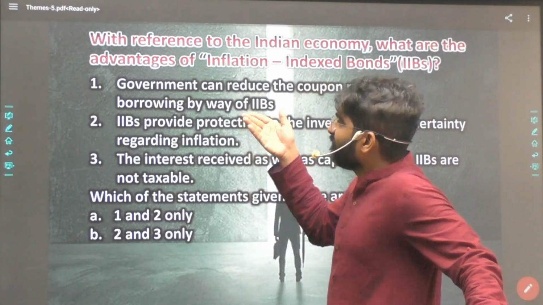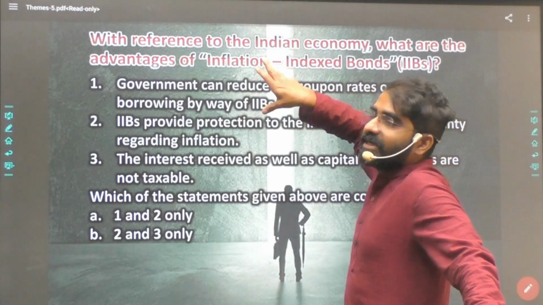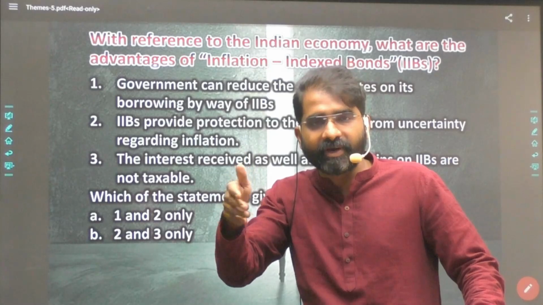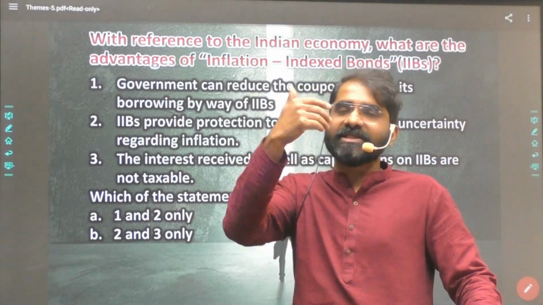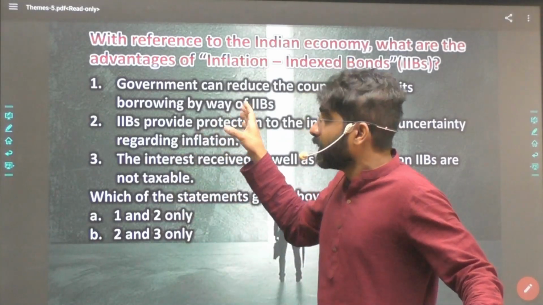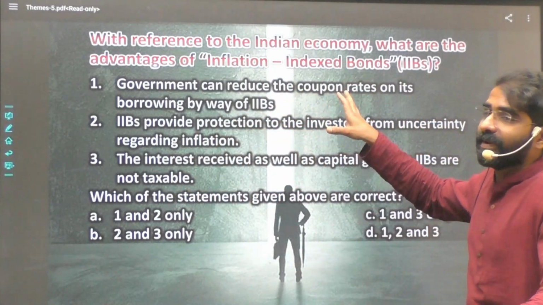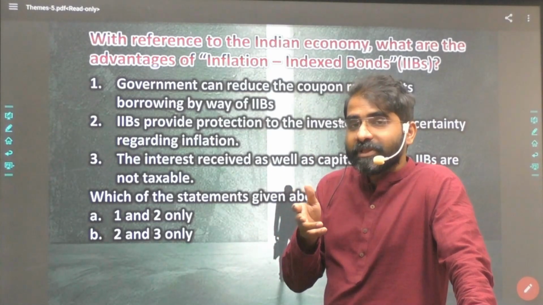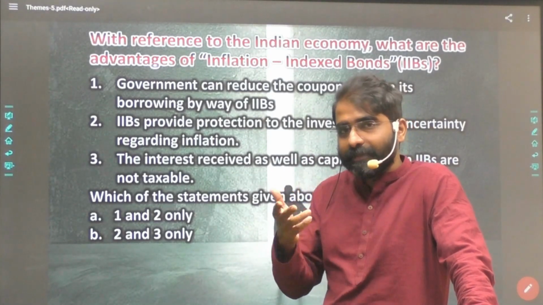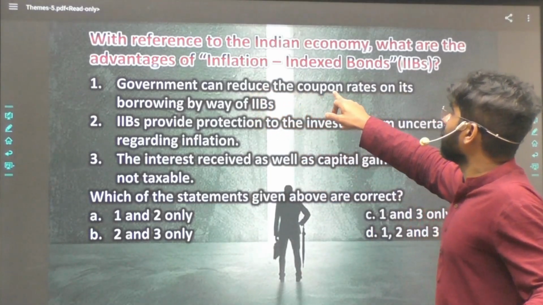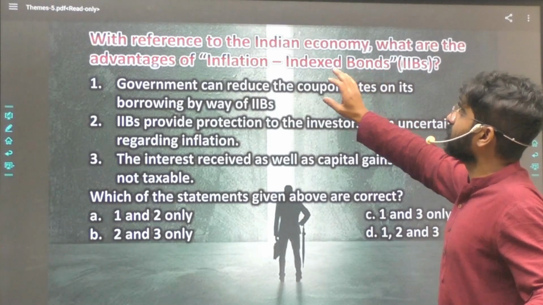At that point of time they linked it to our WPI, the wholesale price index. They were giving something like WPI plus 1.5. So if the WPI is increasing, you get more interest. Inflation has a negative impact because it can create problems with respect to your return, as the value of money is coming down. So the government can reduce the coupon rates on its borrowings by way of IIBs.